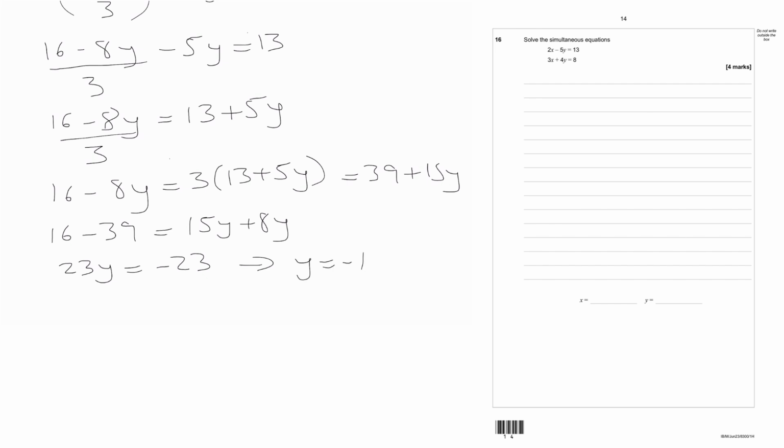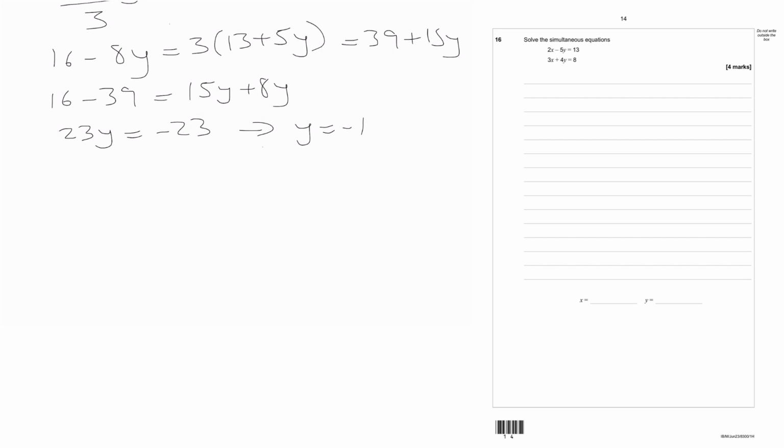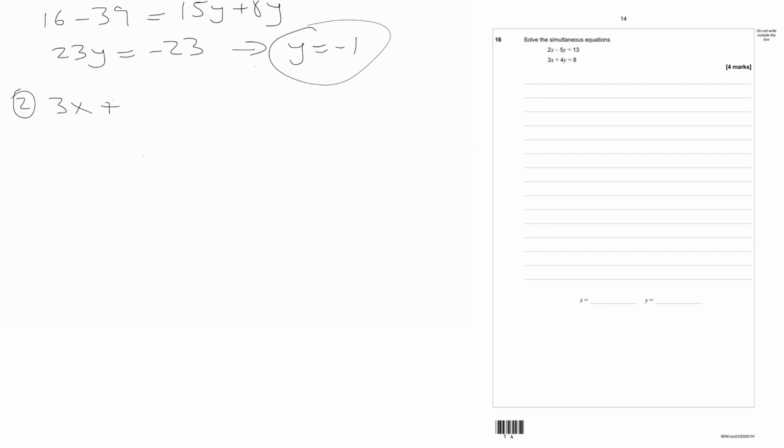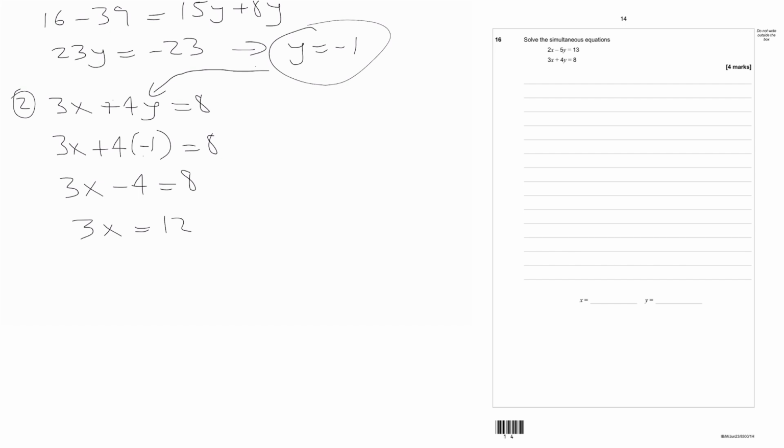Now that we know that y equals minus 1, I'm just going to circle this, we're then going to substitute this into one of the equations to find out the value of x. So if I take equation 2, 3x plus 4y equals 8, then I can substitute this value of y into here, and I get that 3x plus 4 times minus 1 equals 8. So I have 3x minus 4 equals 8, 3x equals 8 plus 4, which is 12, x equals 12 over 3, which equals 4. So our final solutions are that x equals 4, y equals minus 1. And if you really want, and probably advisable, would be to go and check this works for each equation.